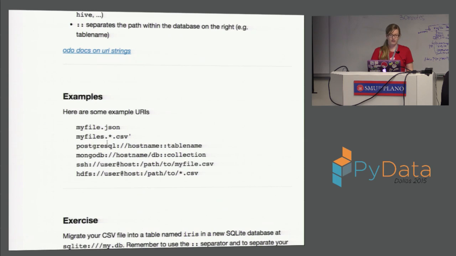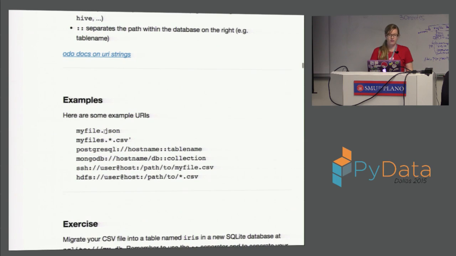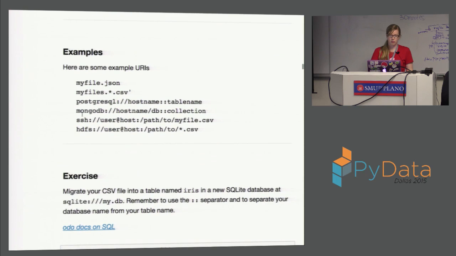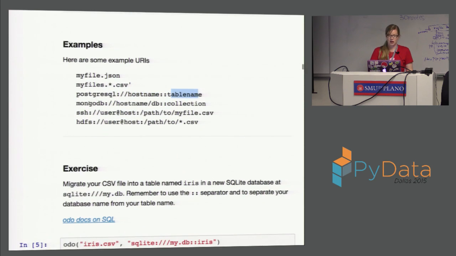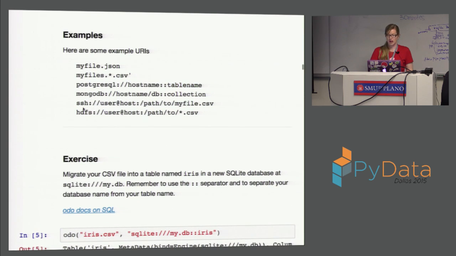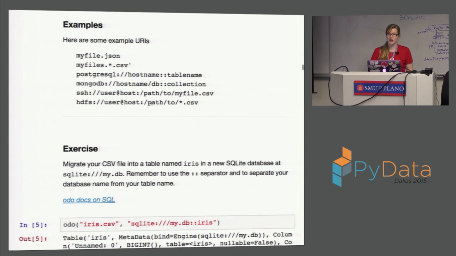So here I have a lot of examples. These are all valid Odo URIs: .json, PostgreSQL with host name and then table name, MongoDB with host name, database, and collection, and SSH with user, host, and path to the file, CSV, same for HDFS.